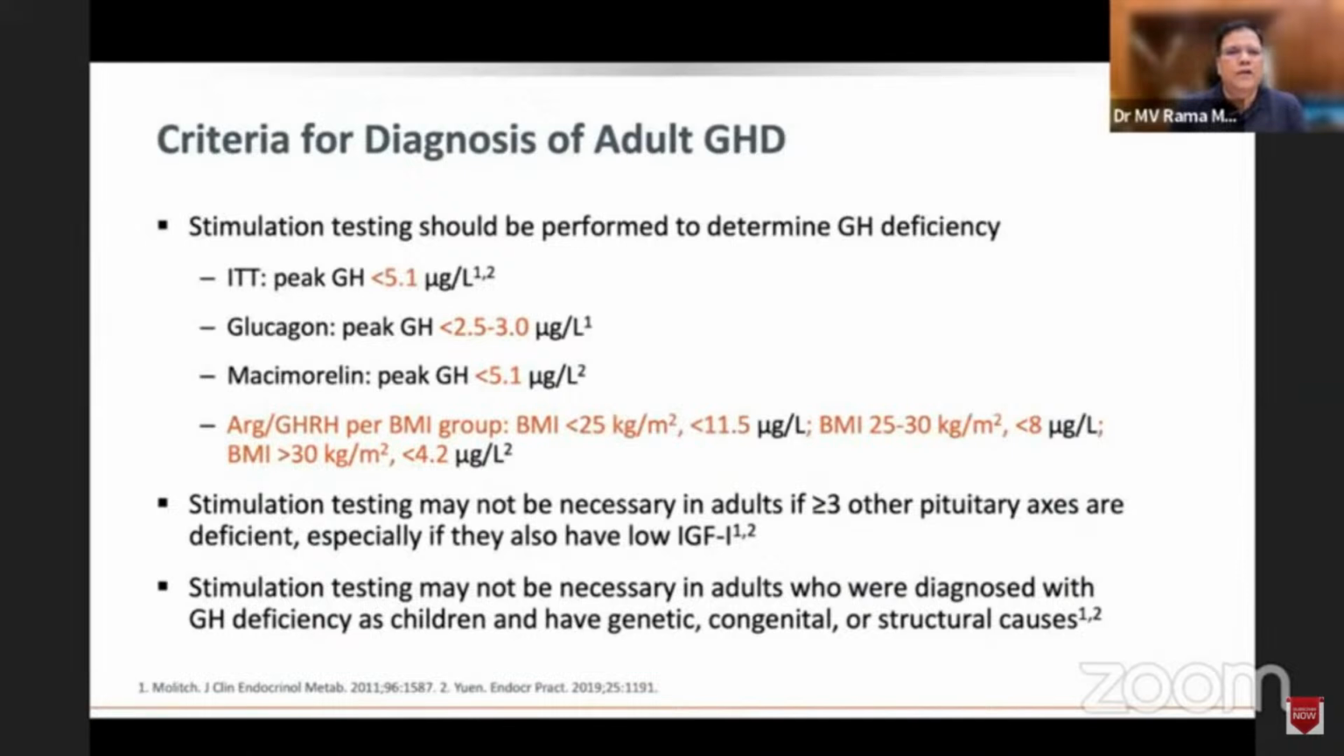So the criteria for diagnosis, as I told you: in ITT, you take 5.1 microgram per liter; for glucagon and macimorelin you take 5.1; and for the glucagon test you take 2.5 to 3.